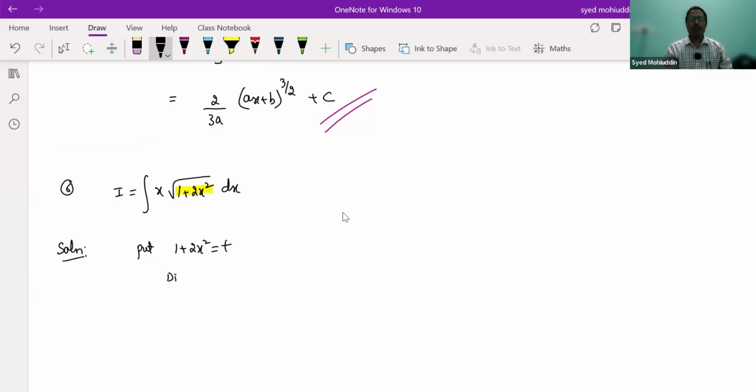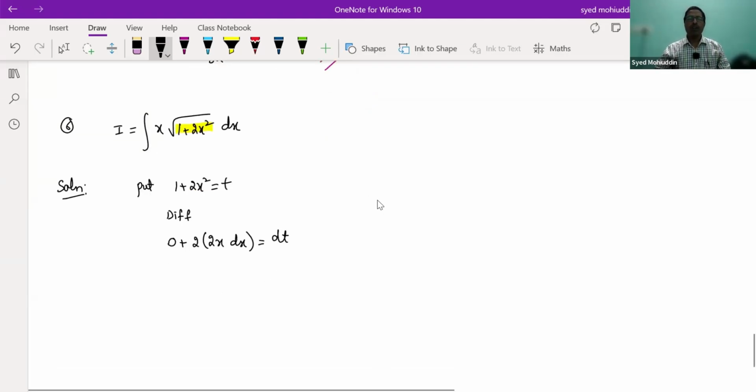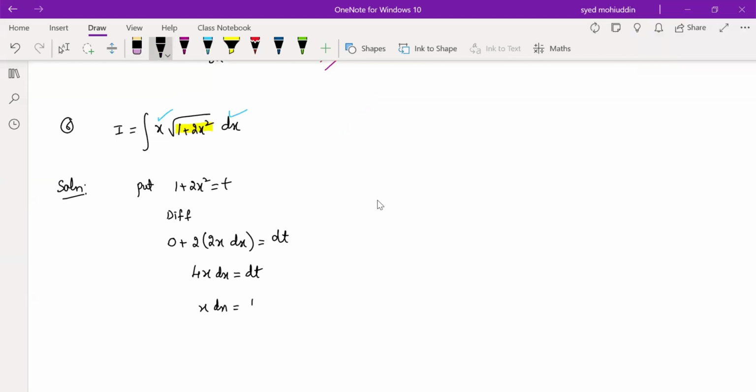Let us try to differentiate this one. Derivative of 1, the constant, will be 0, plus 2, the constant as it is. x square differentiation will give you 2x into dx. So derivative of x square will be 2x into dx, and derivative of t will be dt. Or if we ignore this 0, 2 times 2 will be 4. 4x into dx will be equal to dt. But if you observe over here, you don't have 4. You just have x into dx. So it is better you try to remove that 4. So send that 4 to the other side. If you cross multiply, you'll be getting 1 by 4 into dt.